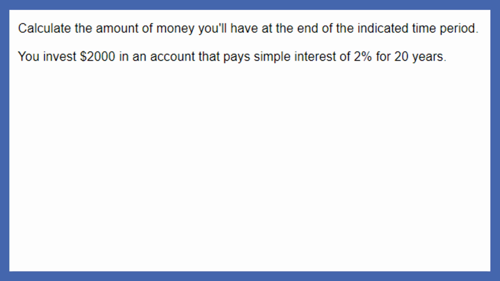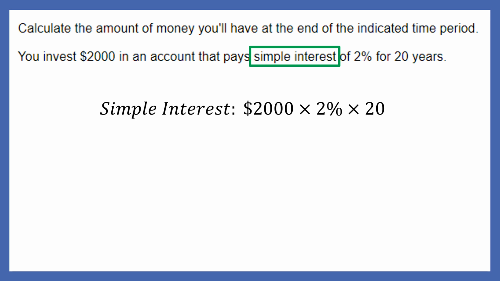Calculate the amount of money you'll have at the end of an indicated time period, but here's the catch. In this problem, we're going to use simple interest. So if we invest $2,000 in an account and it only pays simple interest, that means every year we're going to get 2% of what we started with. Simple interest, you get interest only on what you started with. And so what we started with was $2,000. So to figure out our simple interest, we just multiply what we started with times our rate times our time. And so we'd say we made $800 in interest.